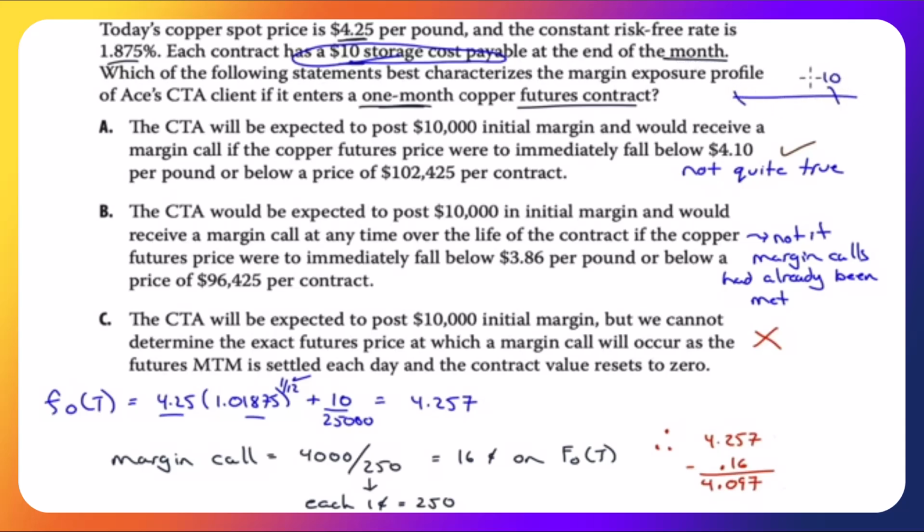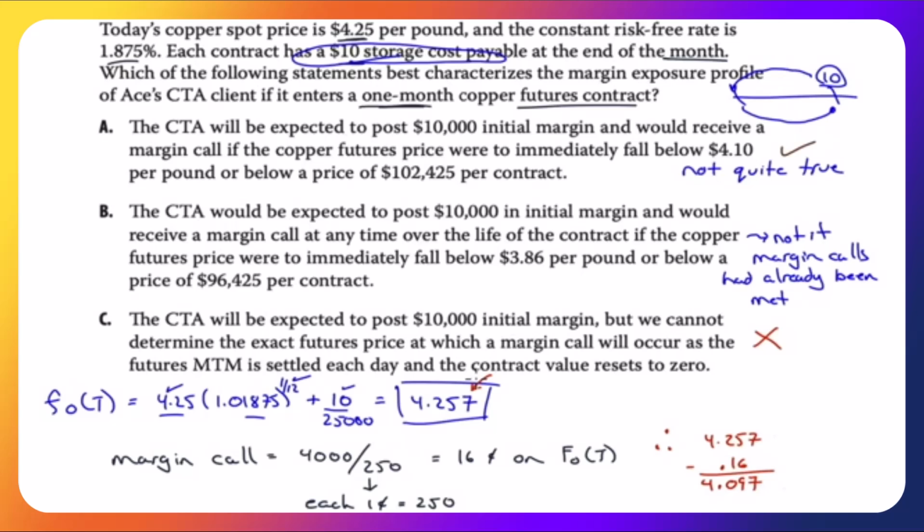The $10 is over here. I see no purpose in discounting it to today only to carry it to the future. It'll be $10 in the future. So notice I just add the $10 on at the end. Since it's per contract, I divide it by 25,000 pounds because this is the price per pound. We get 4.257. Remember, I said on the previous screen, they're quoted to the 0.1 of a penny.